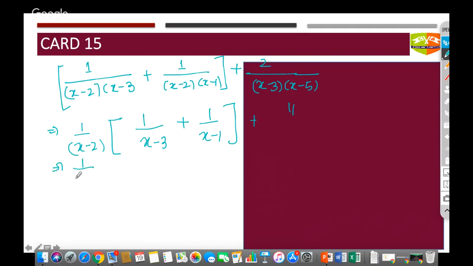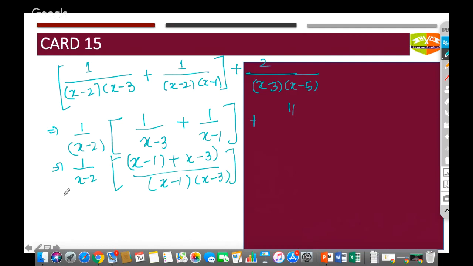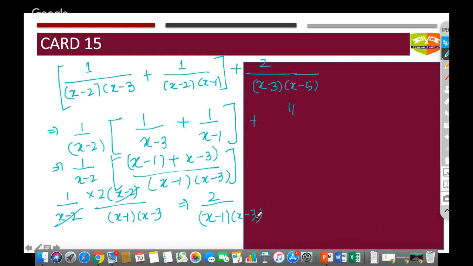So this gives me 1 divided by x minus 2, and this is nothing but (x minus 1 plus x minus 3) divided by (x minus 1) multiplied by (x minus 3). Now let's solve it here. This will be nothing but 1 divided by x minus 2, and 2x minus 4 is nothing but 2 taken common, so 2 multiplied by x minus 2, divided by (x minus 1)(x minus 3). So x minus 2 gets cancelled, and what I get from here is 2 divided by (x minus 1)(x minus 3). Now I'll add this to 2 divided by (x minus 3)(x minus 5).